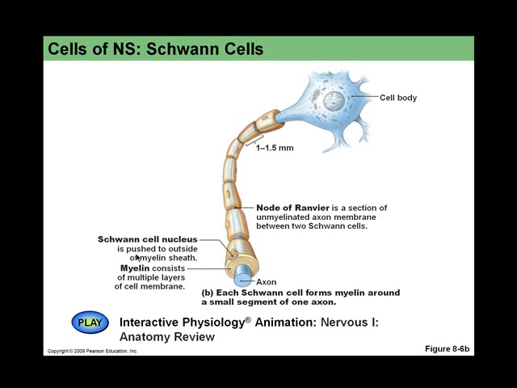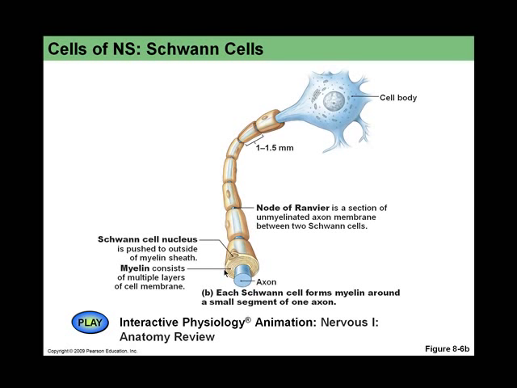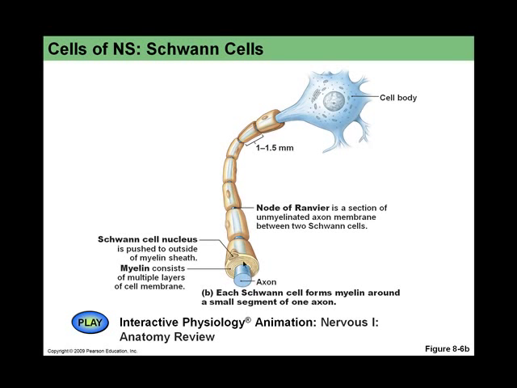So the Schwann cell nucleus, as we said, is pushed to the outside, and then the multiple wrapped layers are called the myelin sheath. And the myelin consists of the multiple layers of the cell membrane, repeating themselves there. And so we had talked about the node of Ranvier is a section of the unmyelinated axon membrane between two Schwann cells, and therefore I utilize the term internodal segment to talk about where the myelin is actually located.